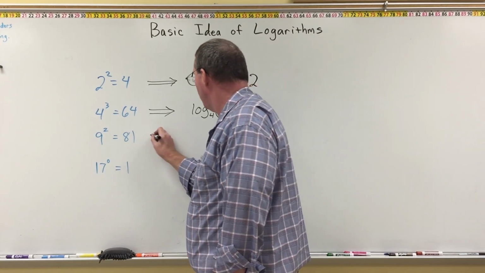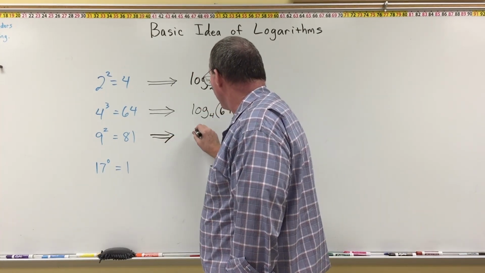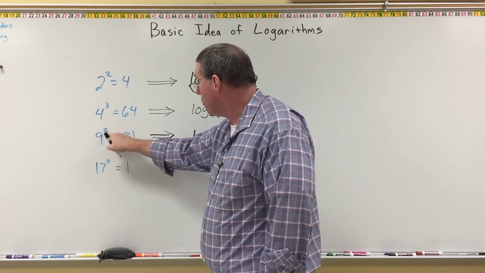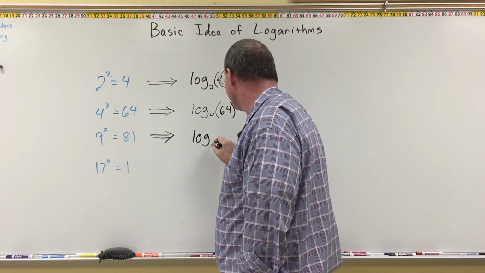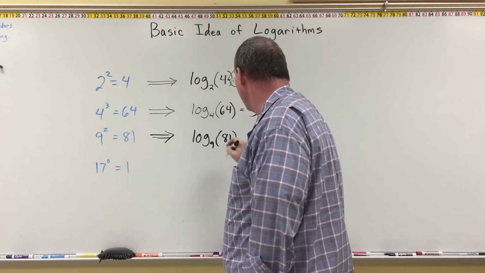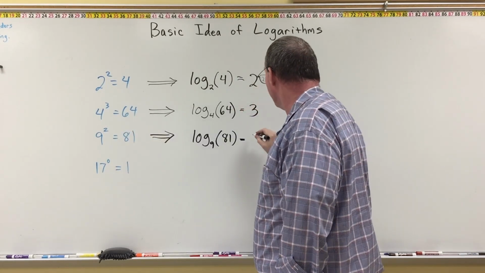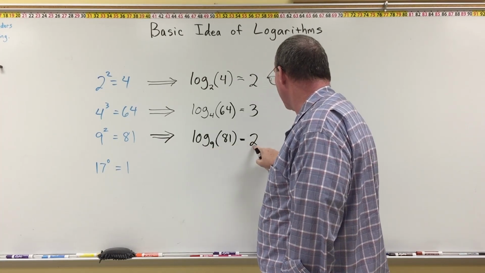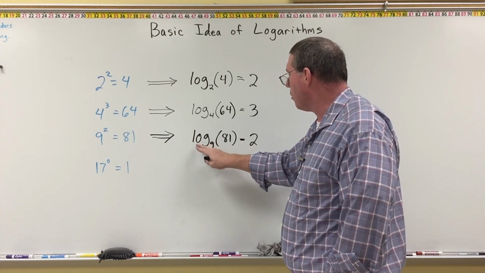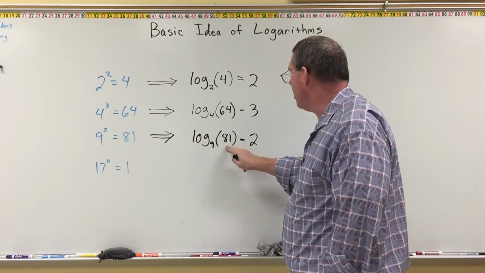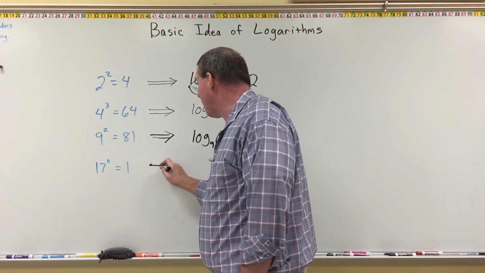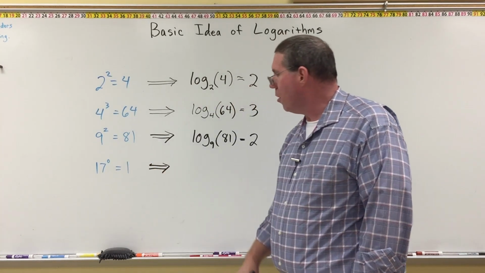Okay, so now we're going to write the word log. We need the base of the exponent. The base of the 2 is 9. Log base 9 of 81, because the product is 81, is equal to 2. 9 to the second power is equal to 81. This is saying what logarithm or what exponent on 9 equals 81? The answer is 2. All right, now this one is a very special one. Can you try this one on your own?